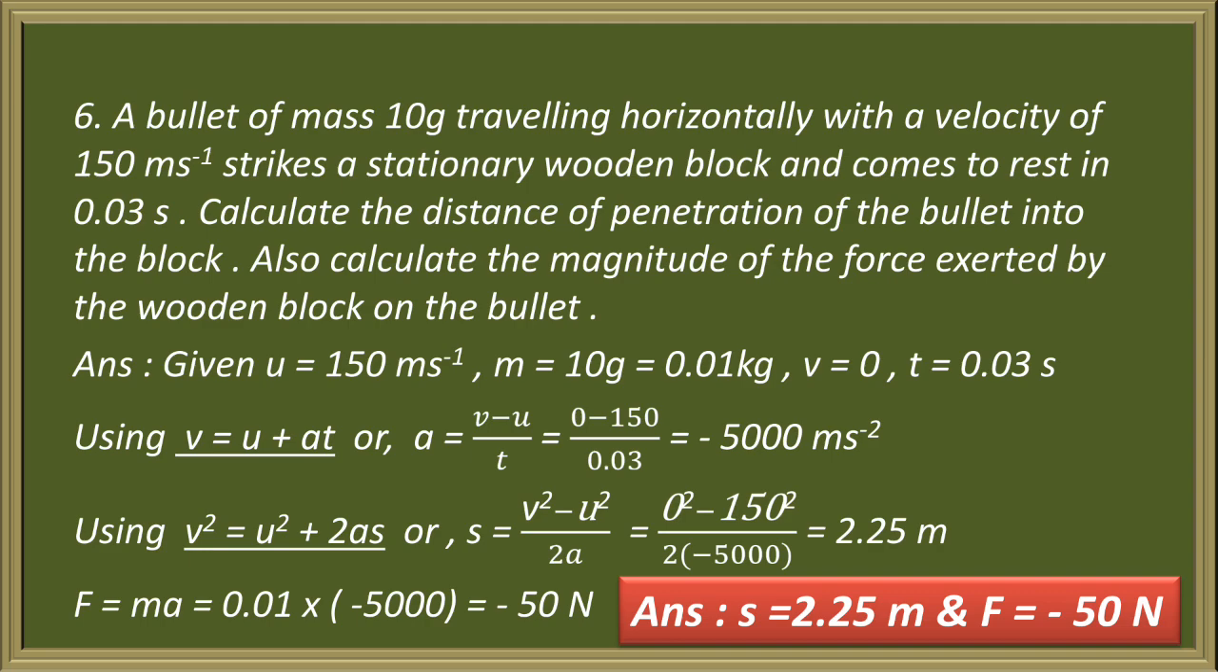So here we find the acceleration minus 5000 meter per second square. Now using v square equal to u square plus 2as, or we can write s equal to v square minus u square by 2a. So putting the values of v, u and a, we get distance as 2.25 meter. Now to find the force we can use F equal to ma. So m is 0.01 and a is minus 5000. So the force becomes minus 50 Newton.